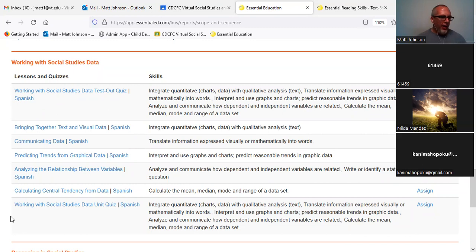So if you encounter some type of data that you want to explain to somebody, let's take a look here at our lesson.